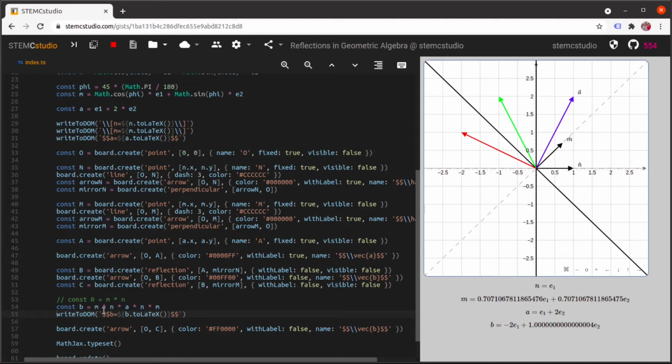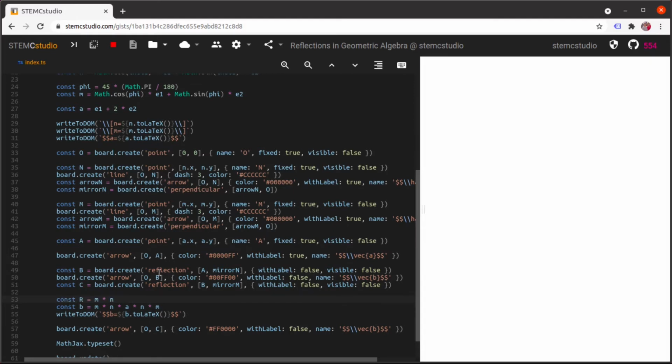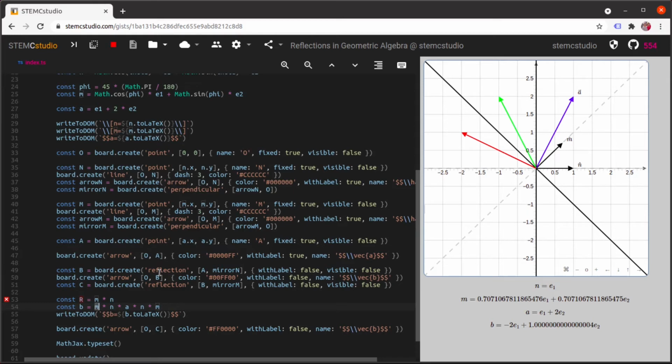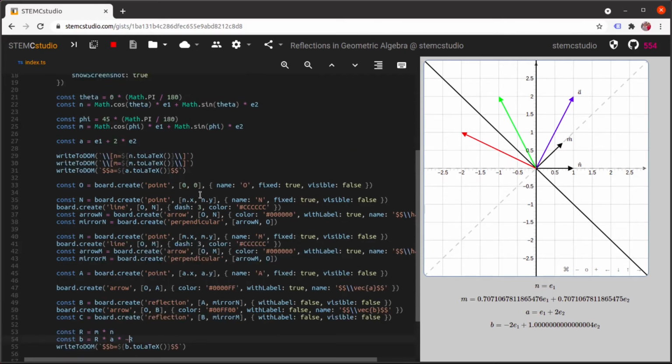Now, if we look over here, we could have factored out this m times n into a rotor r. And then instead of computing m times n here, we could have used r, and we could have used r dot reverse. And that also computes the same thing. Or we could use the operator approach, which is to put a tilde in front of the R, and that works too. So that somewhat should convince you that we're computing the same thing.